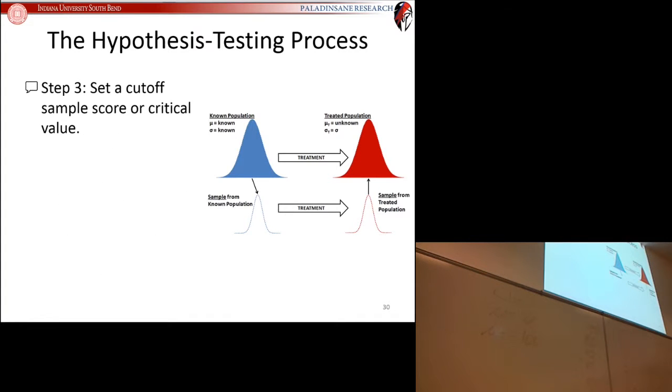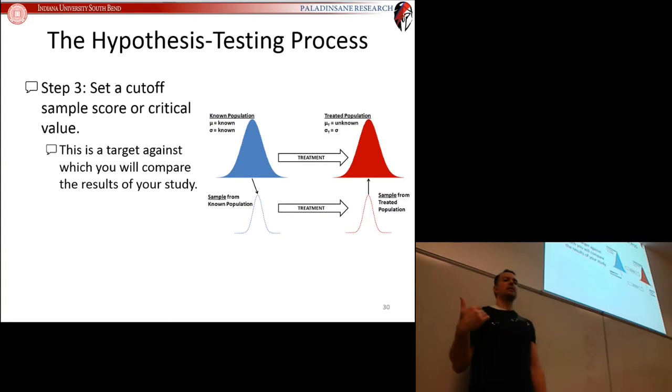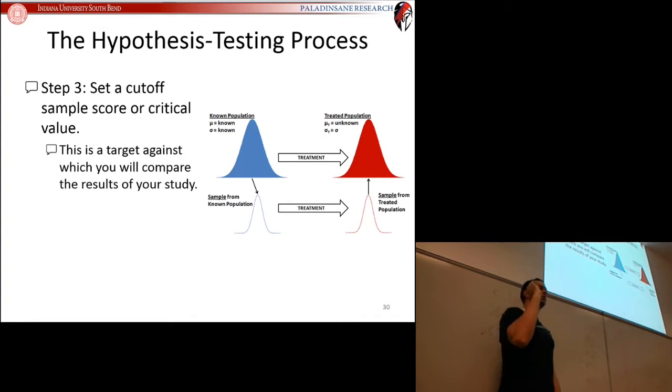All right, step number 3, set a cutoff sample score or a critical value. This is your line in the sand. This is the target that you are going to compare your study to. So remember that we have this distribution of sample means, and a whole bunch of means that came from this population. What we're going to do is identify which means are just too unlikely for us to believe that they occurred by chance. So we're going to draw a line in the sand.